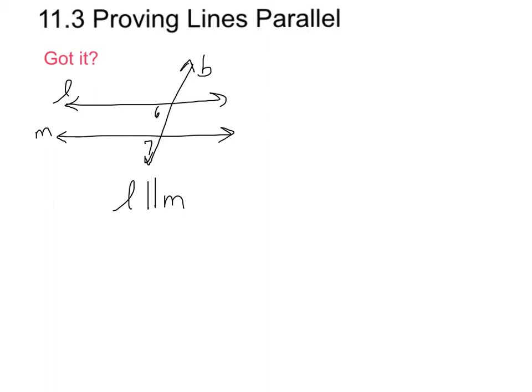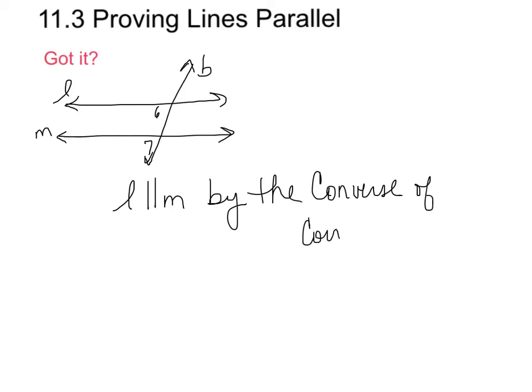Why? We have to justify it. The reason is because it's by the converse of corresponding angles theorem. So because angle 6 and angle 7 are congruent, then we know lines L and M are parallel.